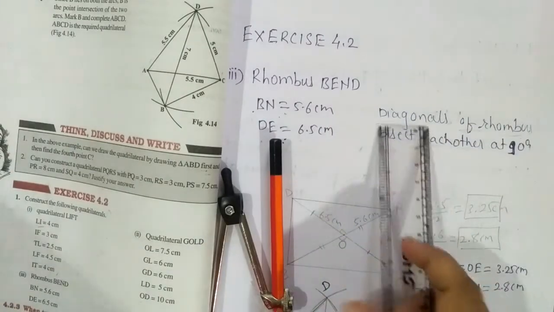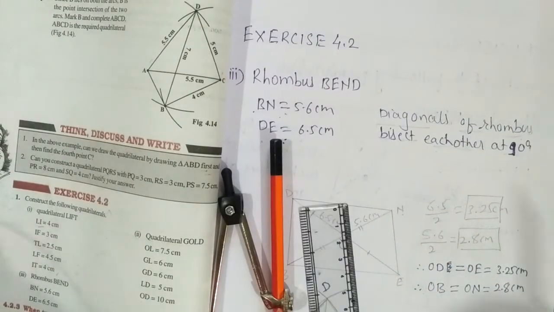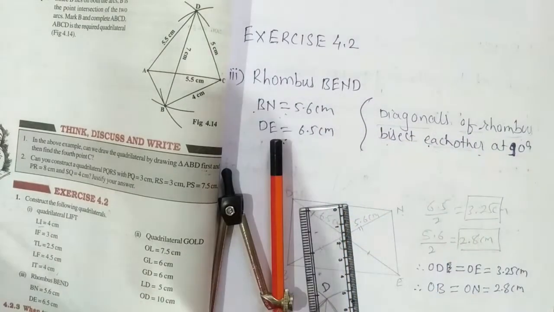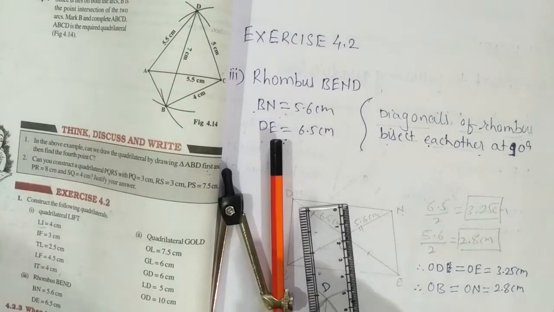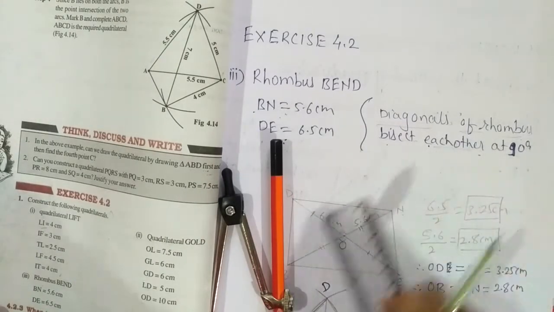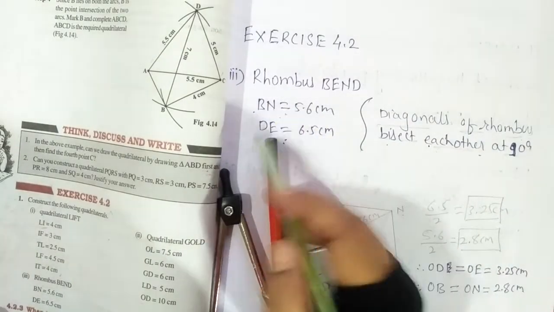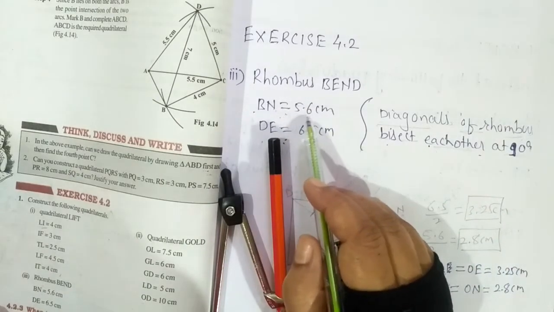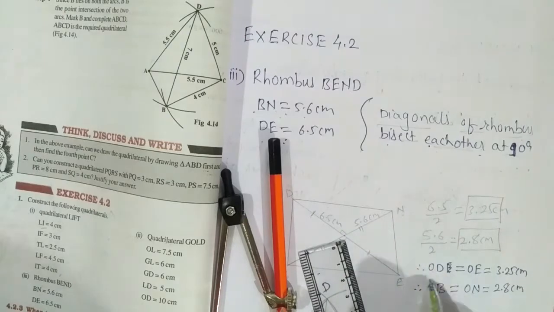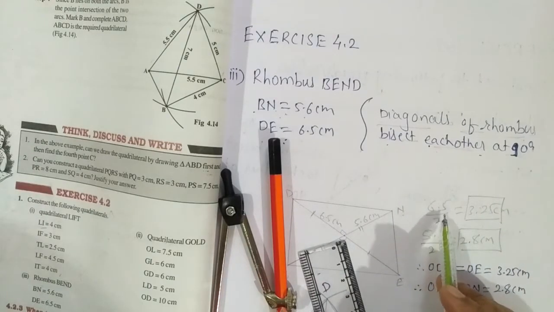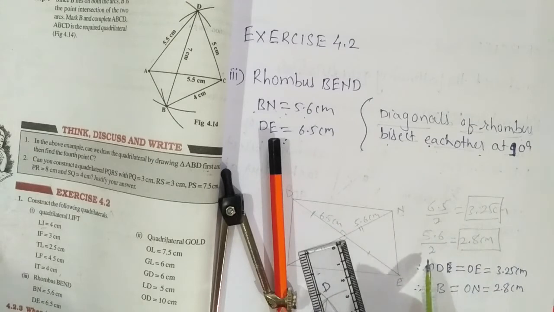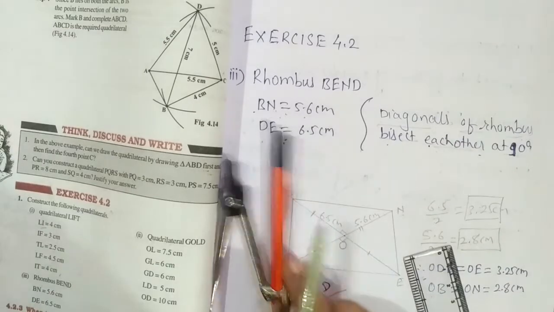So here we are using the property of the rhombus, that diagonals of a rhombus bisect each other at 90 degrees. This property we are using. If one diagonal bisects the other, it means that it gets exactly divided into two halves. So I have made here 6.5 divided by 2, it gives 3.25 centimeter, and 5.6 upon 2 gives 2.8 centimeter. This is the rough sketch I had drawn over here.